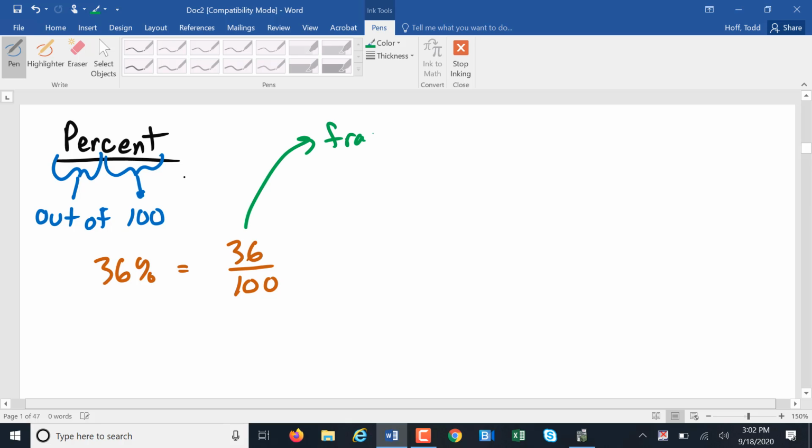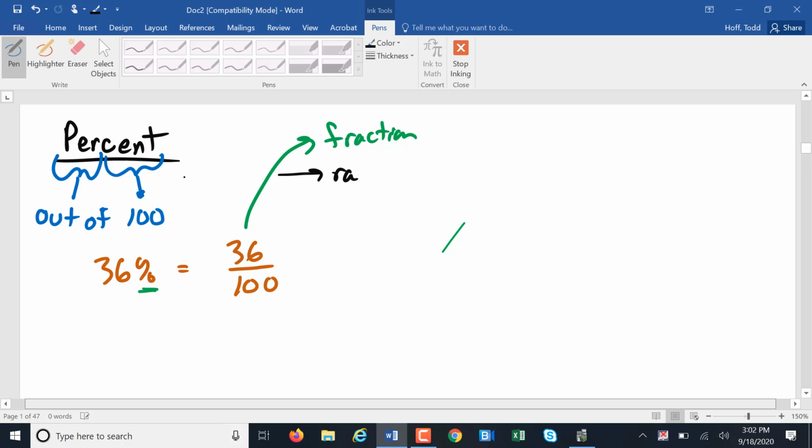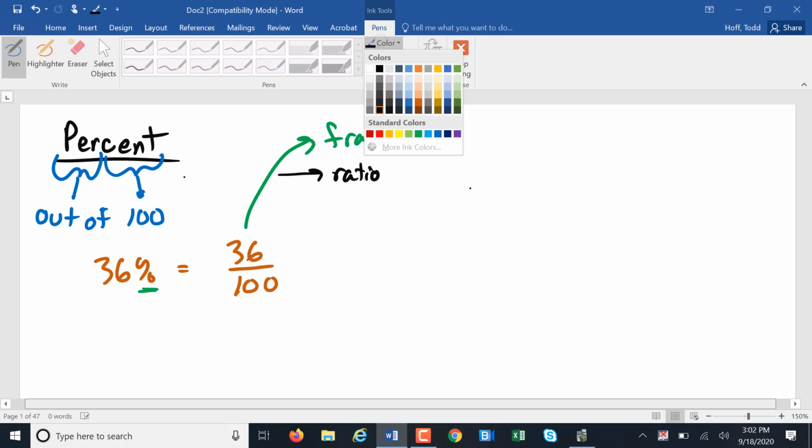A lot of people refer to that as the fraction form of a percent. It is a fractional form. It's not a fractional percent, because a fractional percent would still have this percent sign after it, but it is a fractional form of the percent. Technically, though, it's not a fraction, it is a ratio. That isn't 36 hundredths, that's 36 out of 100. There's a very slight, very subtle difference between those.